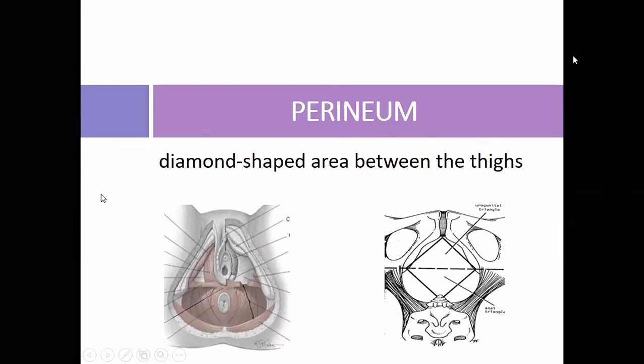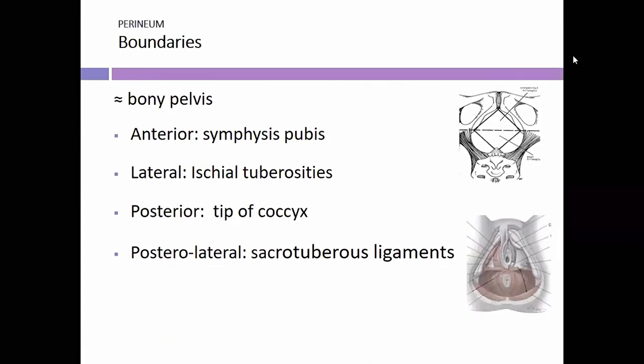Now, if we remove the structures overlying the vulva, the skin, the subcutaneous area, we will now be seeing the perineum. So this is the diamond-shaped area between the thighs. If we check the bony boundaries of the perineum, it is the symphysis pubis anteriorly, laterally the ischial tuberosities, and posteriorly the coccyx. That's why it's a diamond-shaped structure.